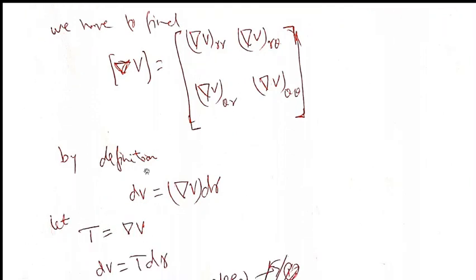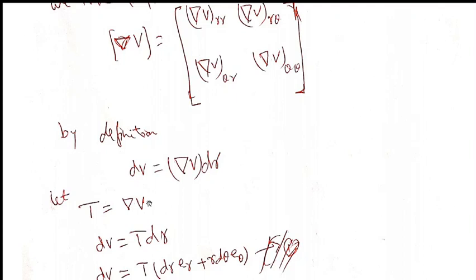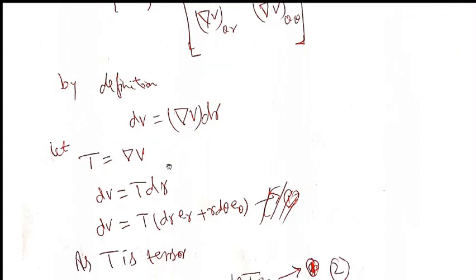And we know that gradient of v is a tensor, so when we apply this tensor on this vector we will have dv, the differential. This is coming from the definition of gradient of vector. Let us suppose that we denote this gradient of v with this tensor T, so we can write dv equals T dr.